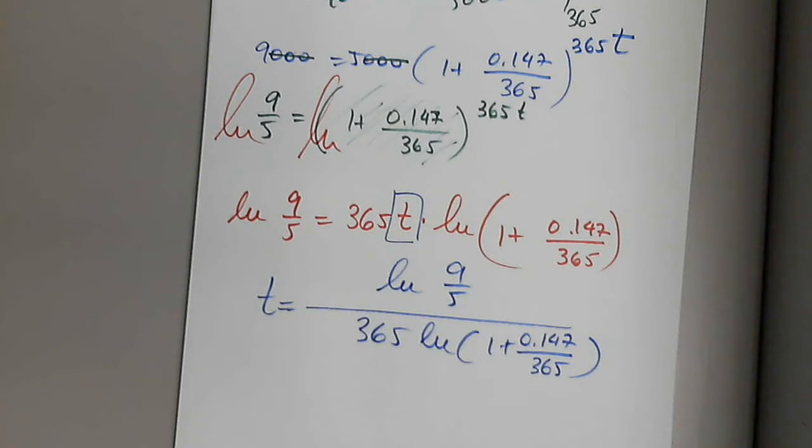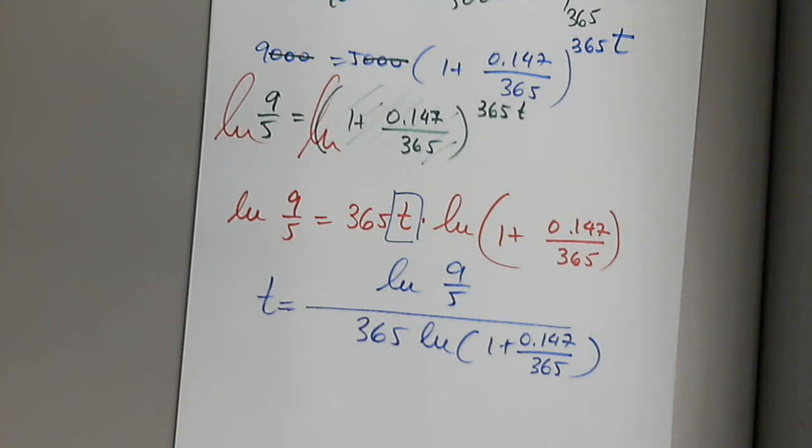So we have natural log 9 divided by 5, close the parenthesis, divide by, in parentheses. This is extremely important. Although you have a product in there, if you don't put parentheses, the calculator will divide only by 365 and multiply the entire answer by natural log. And this is not what we want, right? So that's why we need parentheses around the denominator.